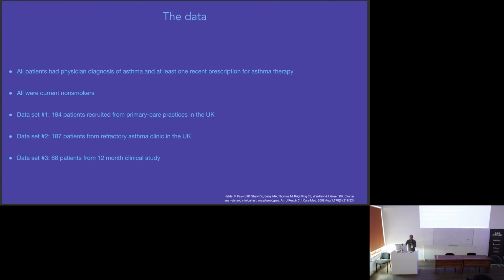The second one is 180-something, again from the UK, from a refractory asthma clinic. That means those patients have severe asthma. And the third one is very different from the first two. This is clinical trial patients, just 68. That means we have different populations of people having asthma.